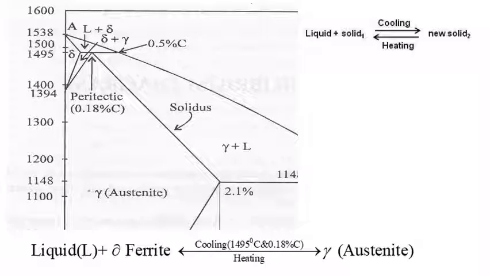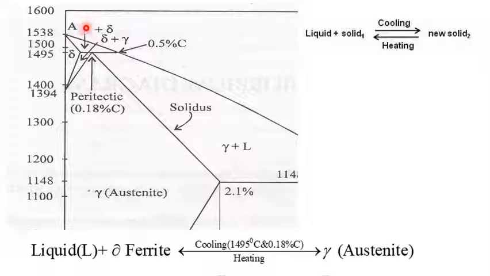And the last invariant reaction, which we are going to take on the iron carbon diagram, is the peritectic. Peritectic is a high temperature reaction, where a liquid plus a solid one will give rise to a solid 2, or else, as you see here, liquid plus delta ferrite will give rise to a new solid, austenite. You can say this is the liquidus line.